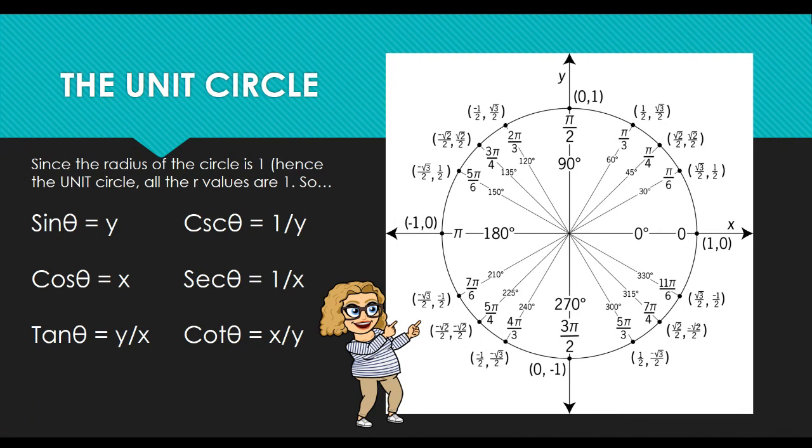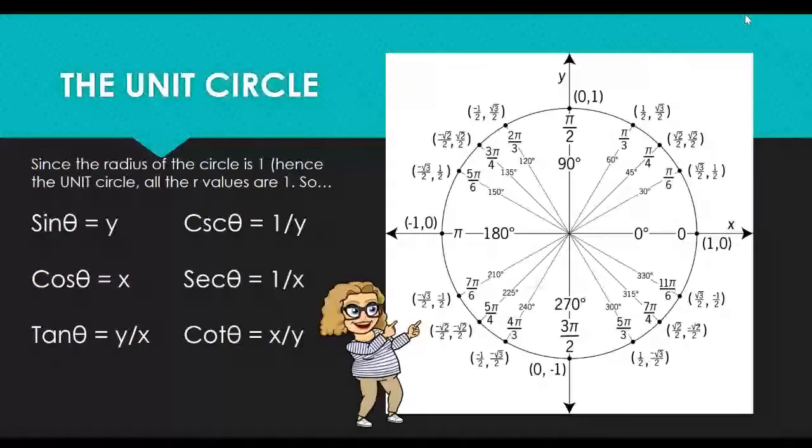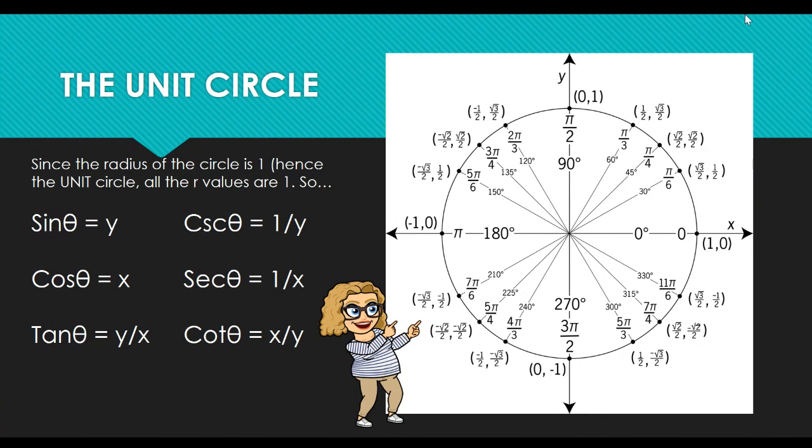Why do we care? Because if you have a unit circle filled out like this, I can say, okay, what is the sine of 135 degrees? Sine is y. So you go to the y value of 135 degrees. It's the square root of 2 over 2. If I say, what is the cosine of 5 pi over 3? You go to 5 pi over 3. Cosine is x. It's 1/2.